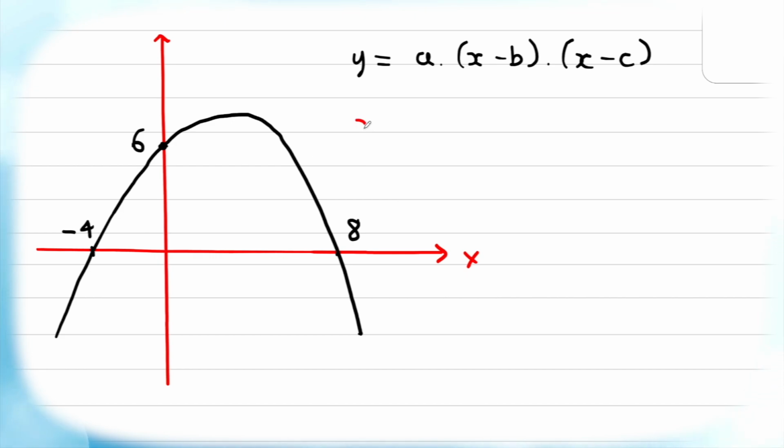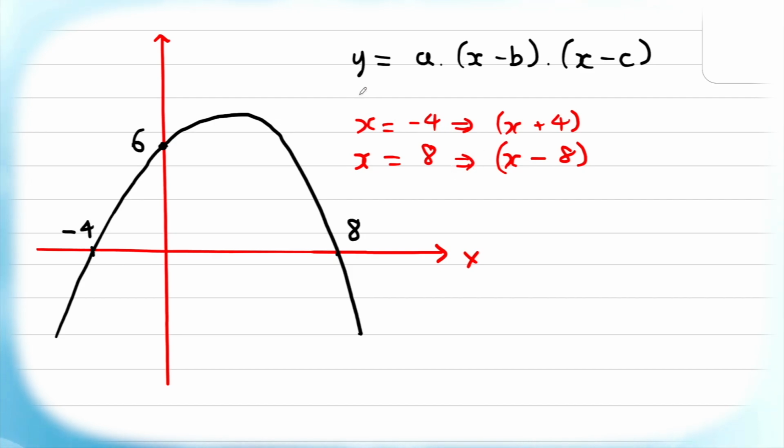Because the x-intercept is equal to -4, the first bracket will be x plus 4. And the second bracket here is x minus 8, because the second x-intercept is x equal to 8. So that's the two brackets figured out, and now I will figure out the value of a.